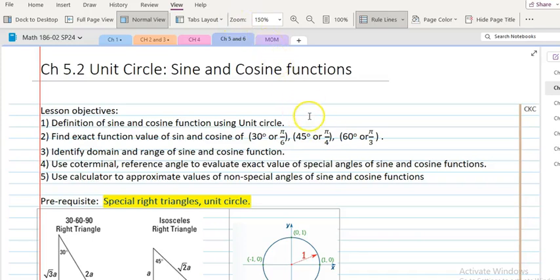Hello, pre-calculus student. This video is for chapter 5.2, unit circle, sine and cosine function. In this video, we're going to define two functions called the sine function and the cosine function.